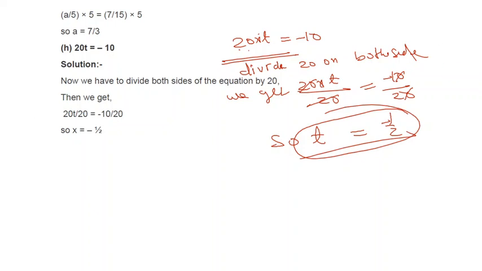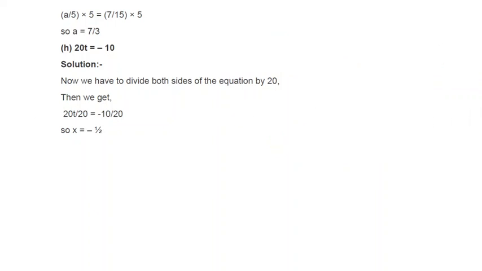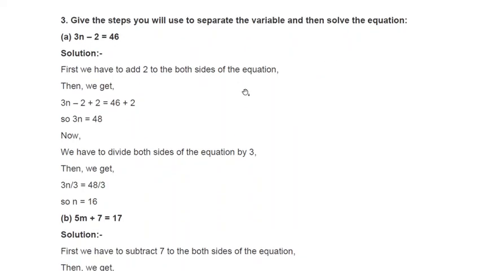Very easy answers are here. You just have to try, it will be solved. So easy questions are given. Now we'll move to question number 3.